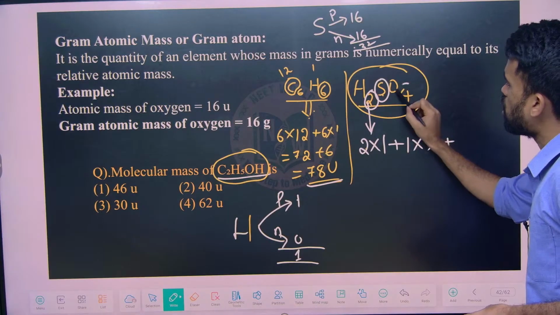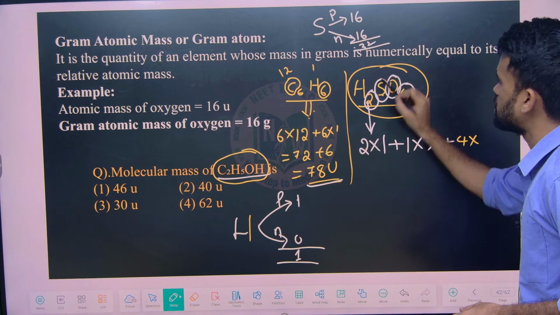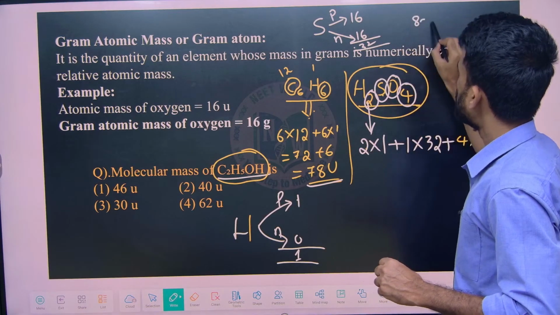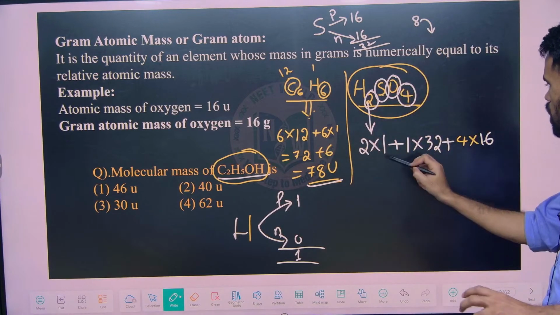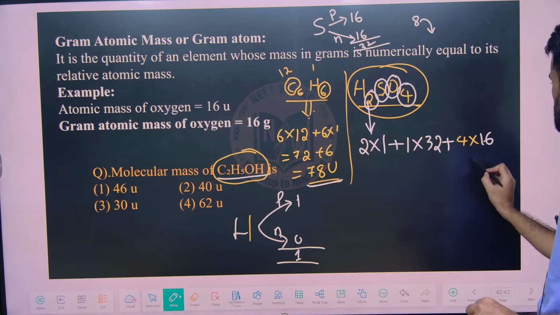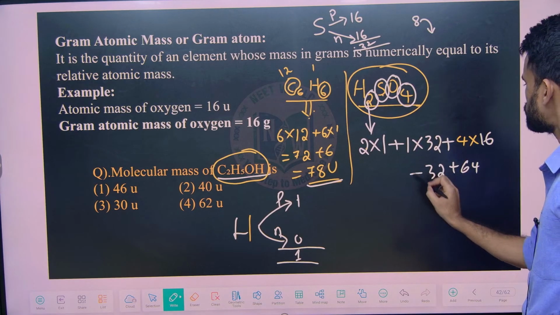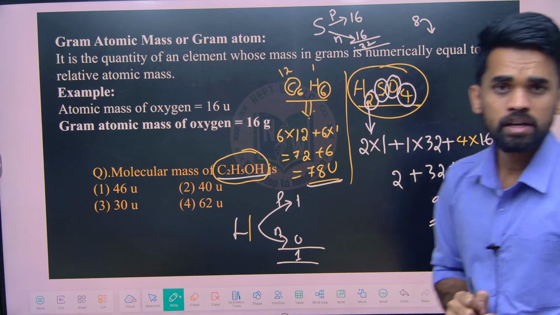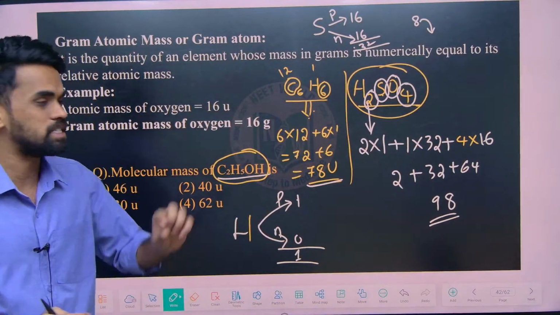Plus, how many oxygens are there here? 4 oxygens are there, so 4 into the oxygen atomic weight. The atomic number is 8, so the atomic weight will be double of it, that is 16. Upon simplifying, 16 4s are 64, plus 32, plus 2. How much is it? 98 units. Like this, we need to calculate the molecular weights of the given compounds.